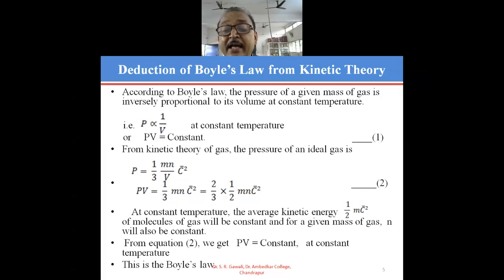In 1 mole of an ideal gas, the Avogadro number is nothing but the number of molecules present in the ideal gas. And in 1 mole of ideal gas, the Avogadro number is 6 into 10 raised to the power 23 molecules per mole. So, a large number of molecules are present in 1 mole of an ideal gas. And therefore, from this expression number 2, we can say that for a given mass of a gas, n is a constant, and at constant temperature, the average kinetic energy of the molecule of the gas is constant.